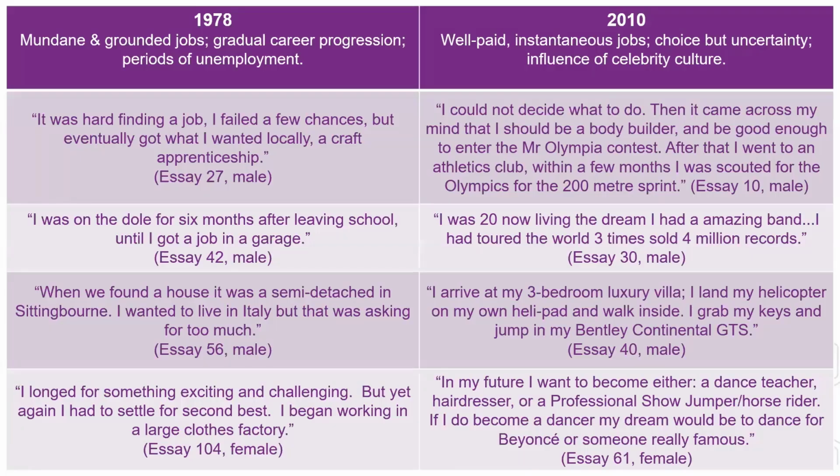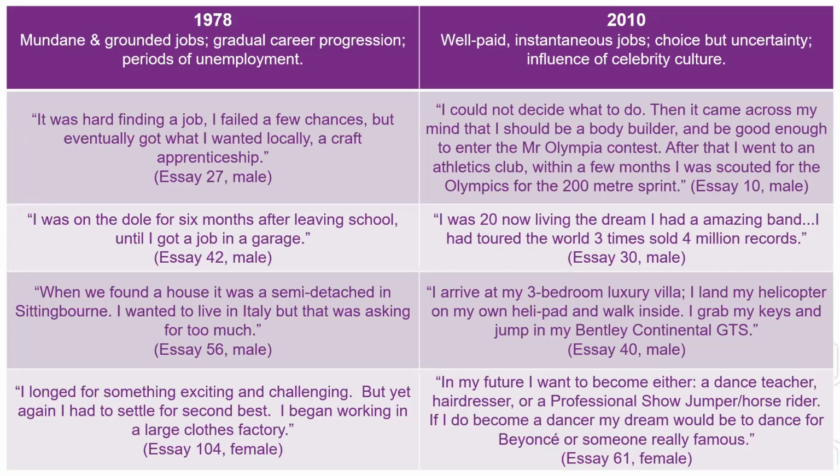Well, in 1978, students expected much more grounded and arguably mundane sorts of jobs. Career progression was gradual and it followed on from very hard work. And sometimes there were talks of periods of unemployment or even quite morbidly death or the early death of a loved one. You can see a few examples in the left column of some of the quotations from those essays, such as the one on the bottom. "I longed for something exciting and challenging, but yet again, I had to settle for second best. I began working in a large clothes factory."